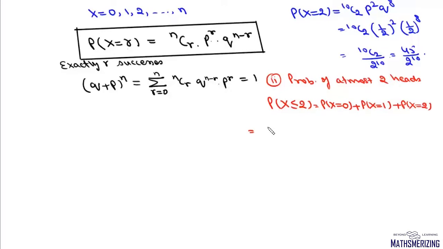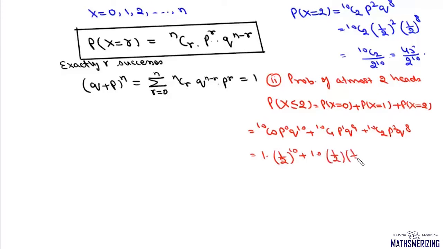Now for no success, probability of x equal to 0 is 10C0 p to the power 0 q to the power 10. This is 10C1 p to the power 1 q to the power 9, and it is 10C2 p to the power 2 into q to the power 8. Now 10C0 is 1, so this is 1 by 2 to the power 10. Now this is 10, and here it is 1 by 2 into 1 by 2 to the power 9, and this is 10C2, 45 into 1 by 2 square into 1 by 2 to the power 8.